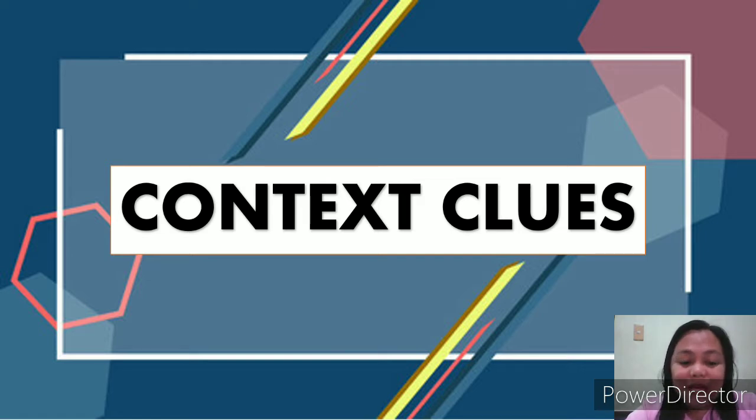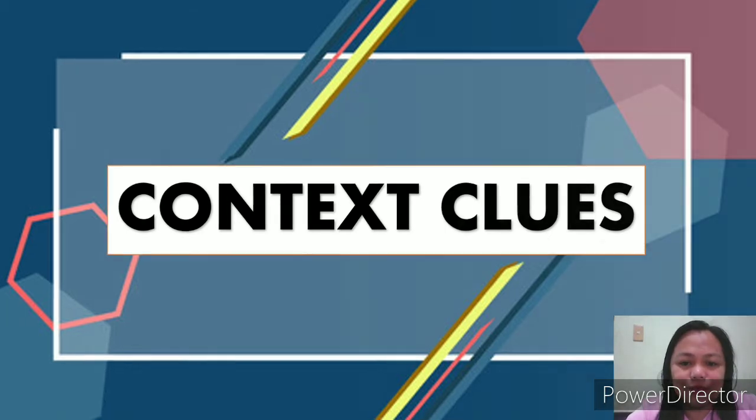When you encounter vocabulary words with which you are unfamiliar, what do you do? You're going to use context clues to determine the word's meaning. So that is context clues. So what is a context clue?